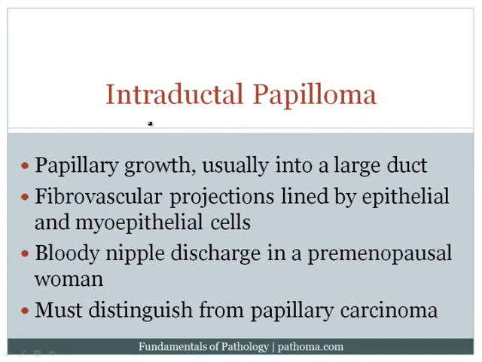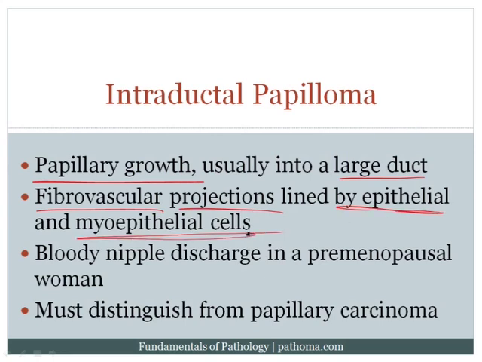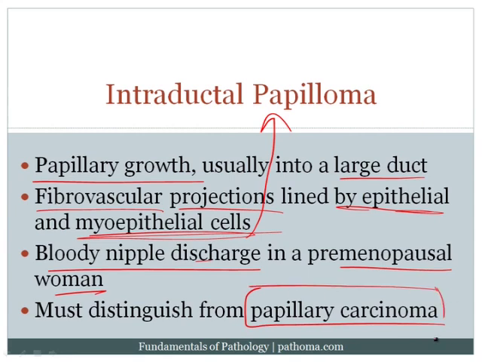Now let's read together. So I say intraductal papilloma. This is a papillary growth, large duct. It has fibrovascular projections lined by epithelial cells and myoepithelial cells, right? So we're talking about the benign variant, the intraductal papilloma. It's going to present with bloody nipple discharge in a premenopausal woman. But you must always have in the back of your mind papillary carcinoma. Again, the two features of papillary carcinoma would be a lack of myoepithelial cells, so you wouldn't have that second layer of myoepithelial cells, number one. And number two, it's much more likely as women age, so that this would classically be a postmenopausal female with bloody nipple discharge. And of course, papillary lesions, the hallmark is bloody nipple discharge.